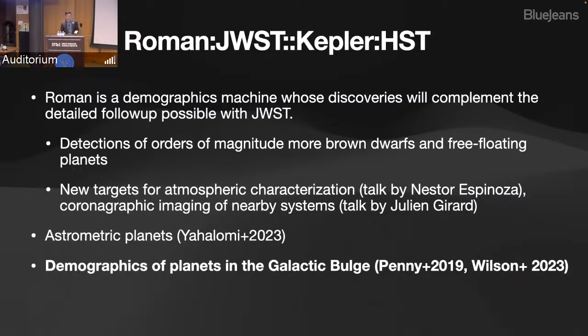And so in a number of systems with sun-like stars, Roman astrometry will be able to do a whole bunch of things. We can detect orders of magnitude more brown dwarfs, more free-floating planets with Roman, an order of magnitude more transiting planets as well. We have new targets for atmospheric and coronagraphic imaging that you'll hear about in a little bit. Again, the astrometry that we'll be able to do will constrain the existence of cool gas giant planets by a factor of 5 more precisely than Gaia. Like I said, we're going to get lots and lots more planets where we can do demographics.